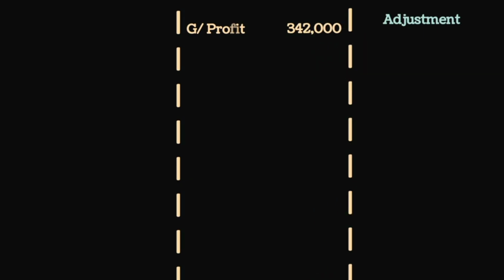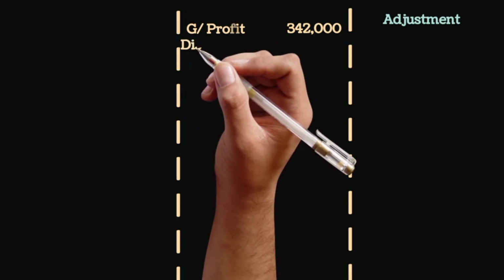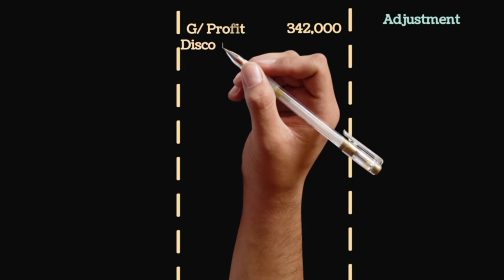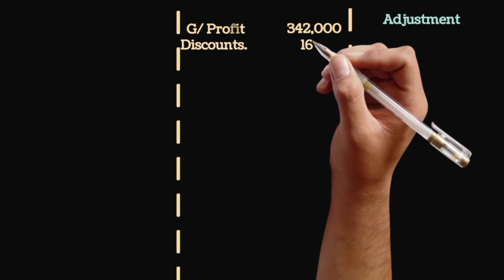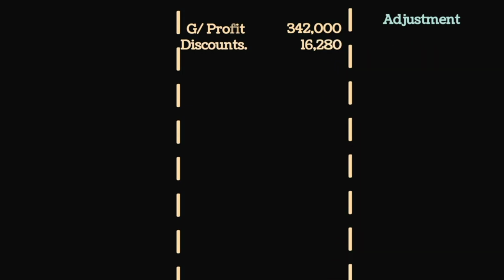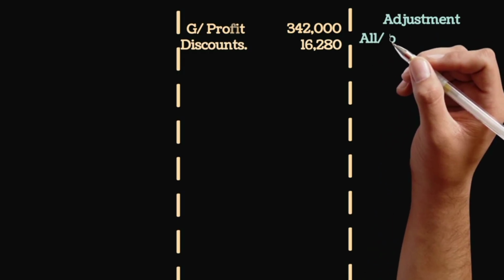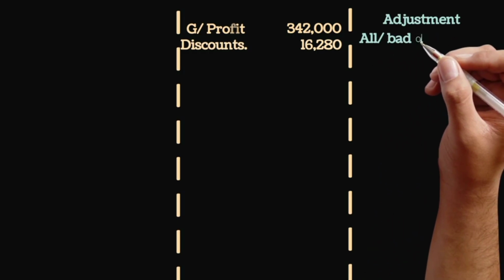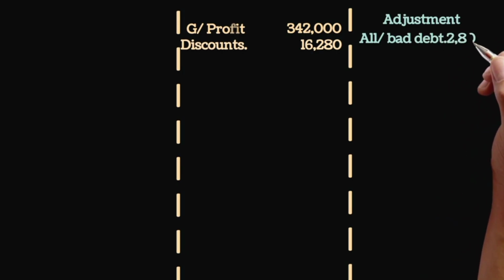Now, gross profit brought down is $342,000. That is the gross profit brought down. Did we have other income? Yes, we have discount received from the question, and discount received is $16,280.